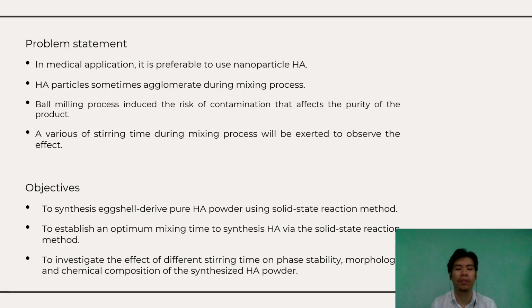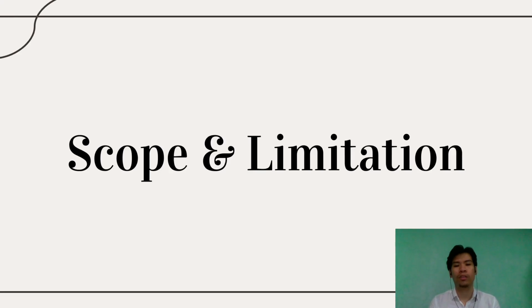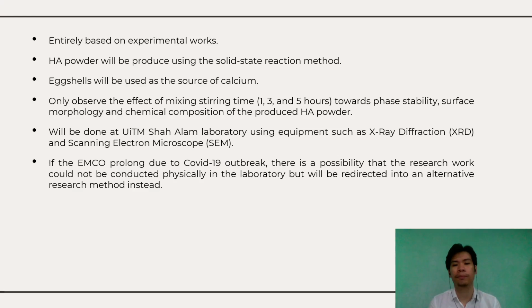The objective of the project is to synthesize eggshell-derived HA powder using the solid-state reaction method. The second one is to establish an optimum mixing time to synthesize HA via the solid-state reaction method. And lastly, to investigate the effect of different stirring time on phase stability, surface morphology, and chemical composition of the synthesized HA powder. Scope and limitation of the project.